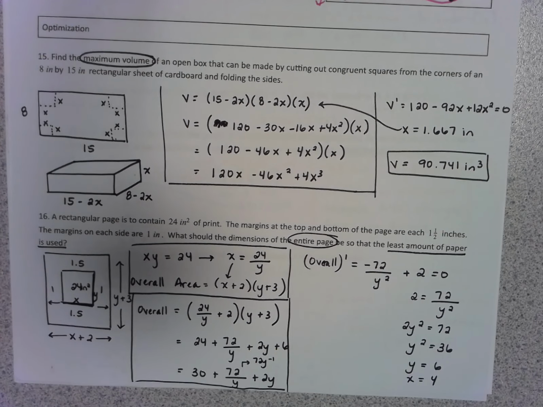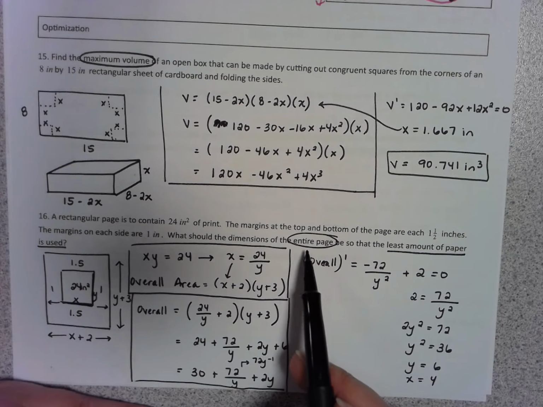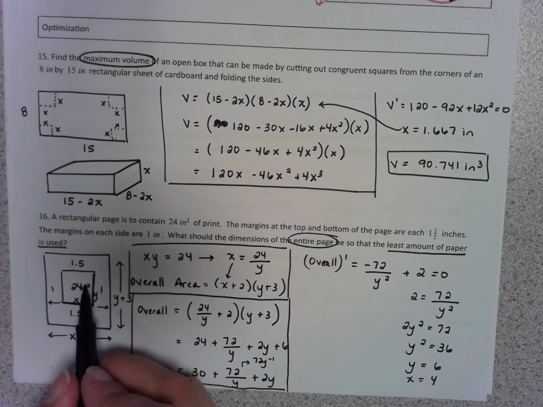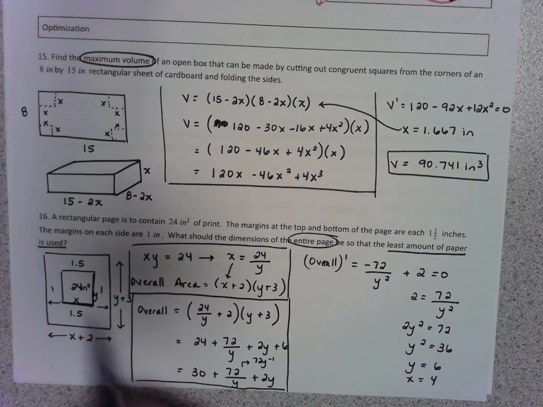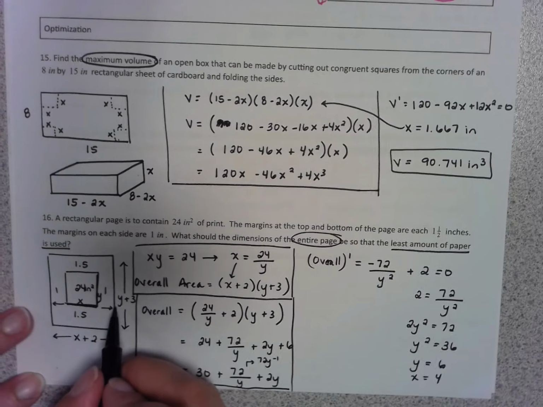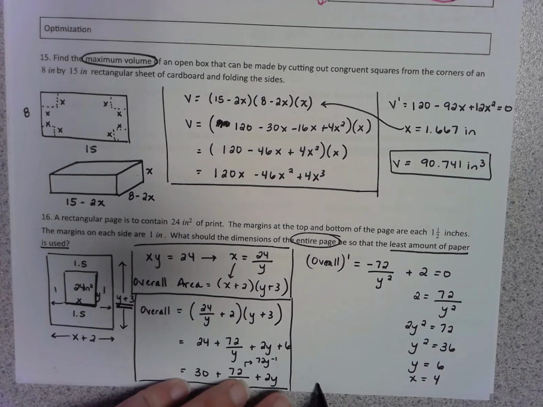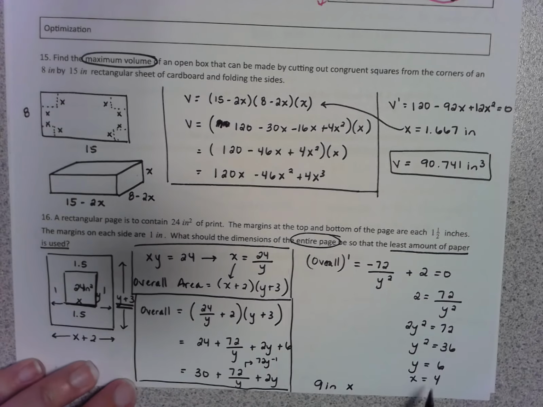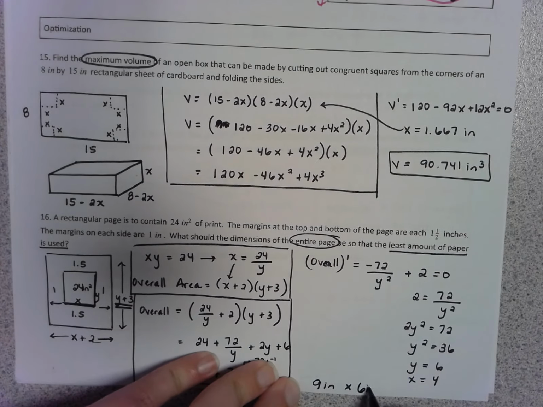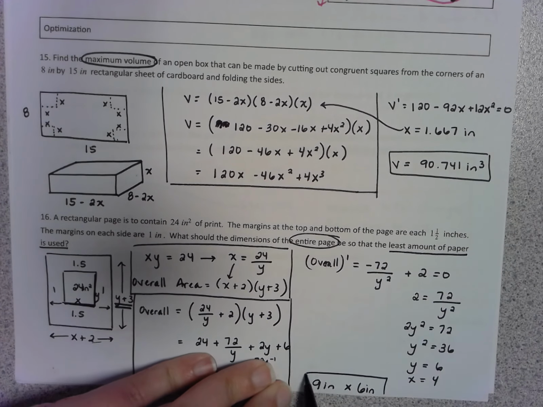But that right there is not my final answer. It asked me in the problem for the dimensions of the entire page. X and Y were just the dimensions of the interior area. So for the overall dimensions, I would take Y and plug it in here, which means I would have 9 inches tall by, if I take 4 and I plug it in, I would have 6 inches wide. And that would be my final answer.